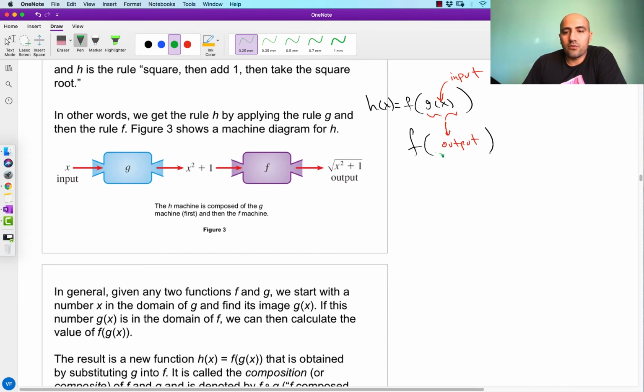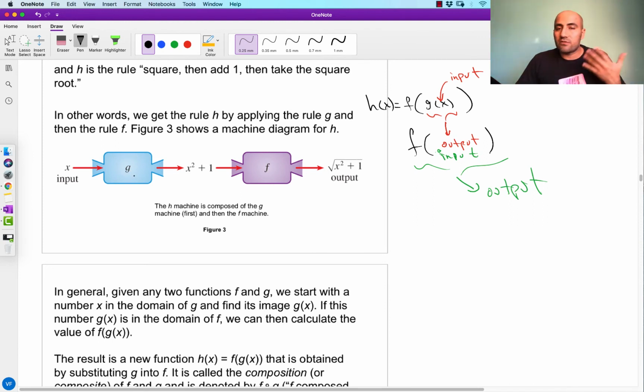So this is the new input of the f function. And then the f function pops out the output of the f function. That's what we're doing, and this diagram describes that. Some x input value in the domain of g comes in under the influence of the g, and then whatever operations the g does. The g could square and add 1, it could take the cube root, divide by 7, whatever the g function is defined to be. In this case, it squares it and adds 1, so that's the output of the g function.